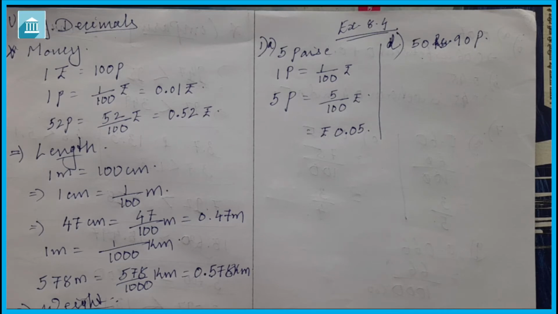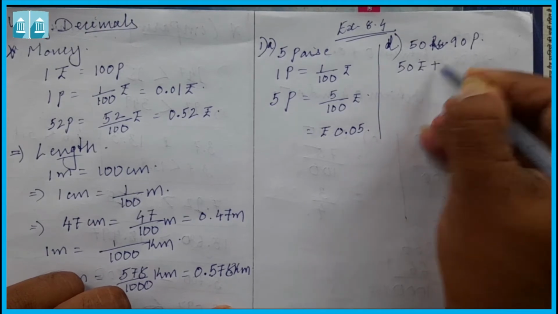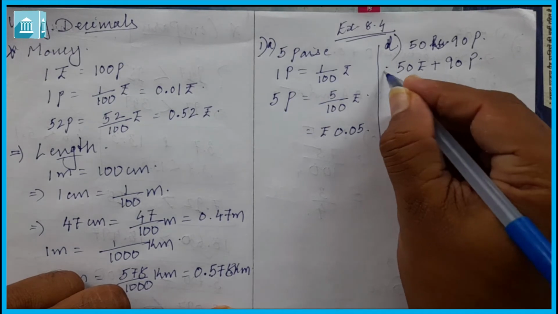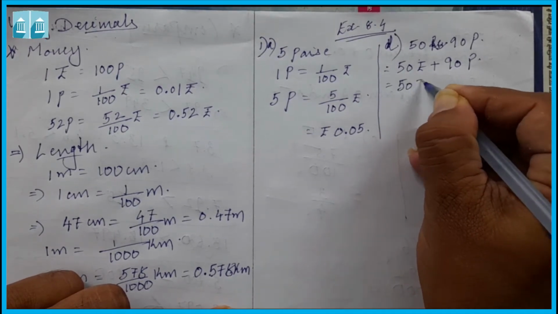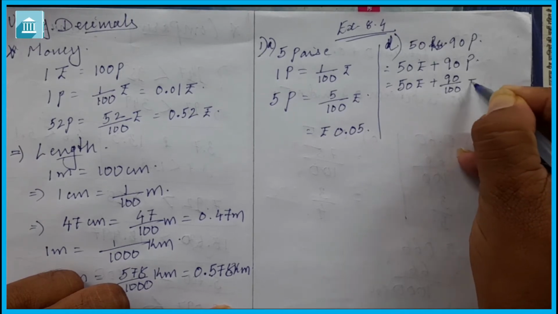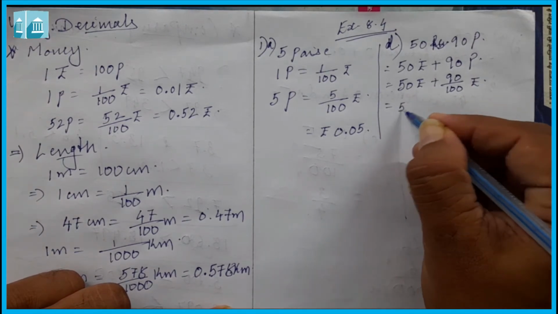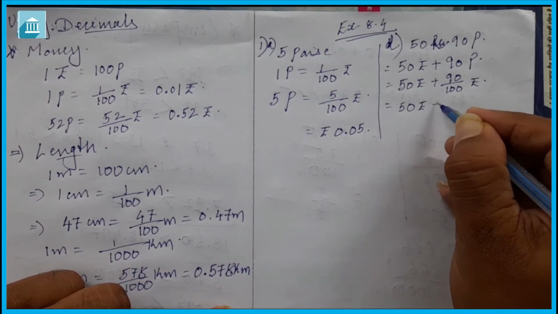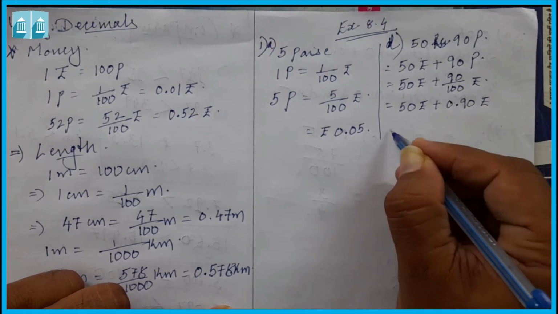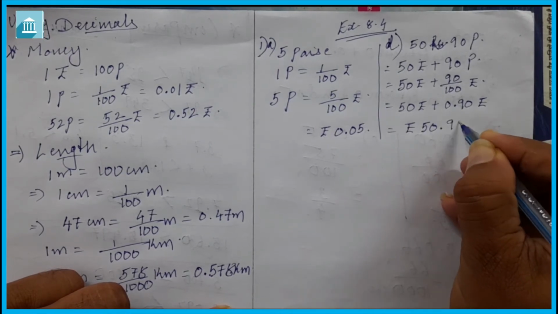Here we can write 50 rupees plus 90 paise. Now this 90 paise we can convert, which is equal to 50 rupees plus 90 upon 100 rupees, which is equal to 50 rupees plus 0.90 rupees, and this will be equal to rupees 50.90.